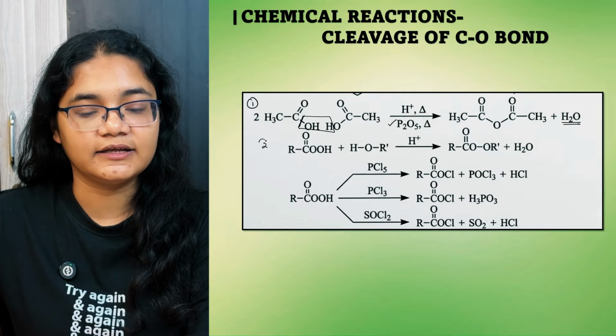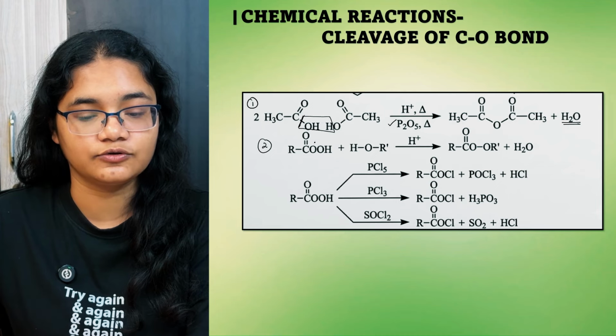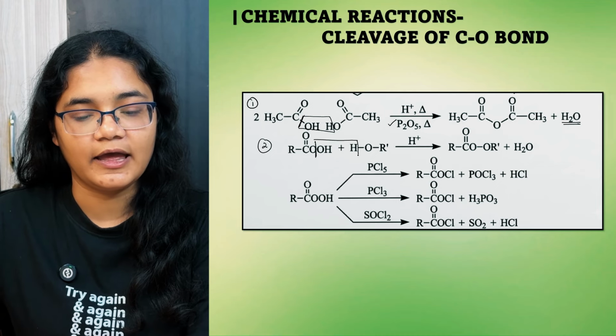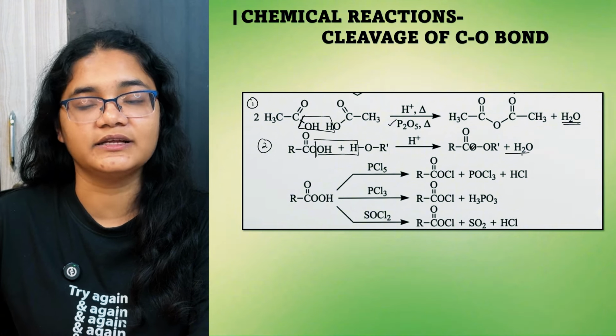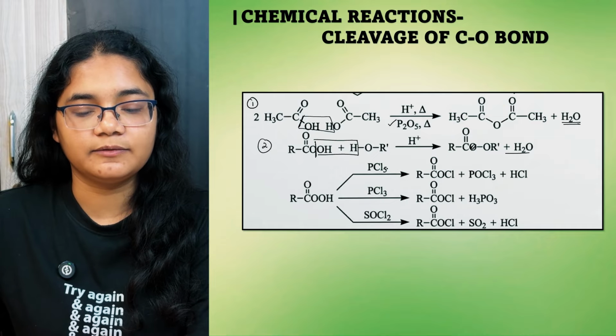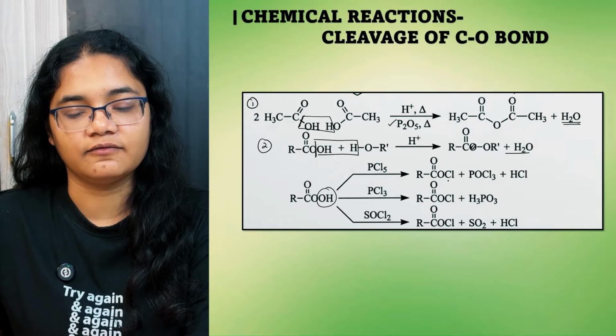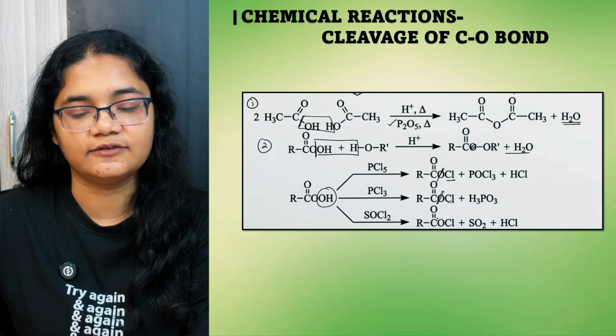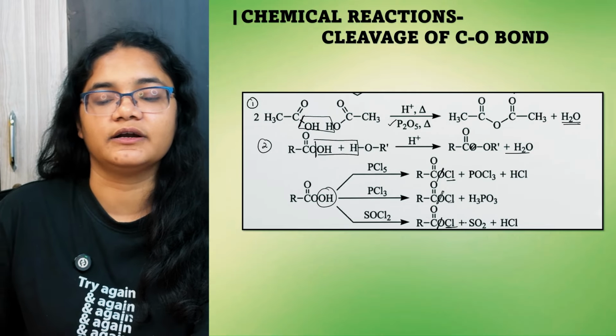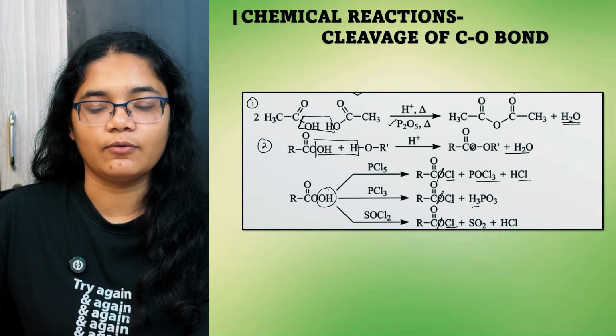The second one is the esterification reaction. Here also the OH bond will break from here and H bond will break here, and you will get RCOOR dash plus H2O. Now reaction with PCl5, this OH group will be converted to Cl. Then here also OH group will be converted to Cl. With SOCl2 also OH group will be converted to Cl. The byproducts are important to remember.